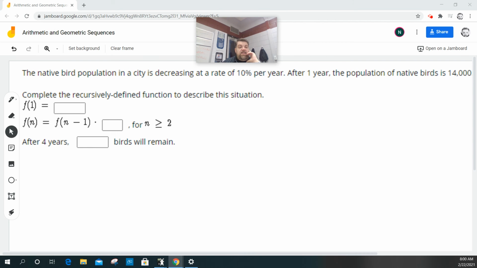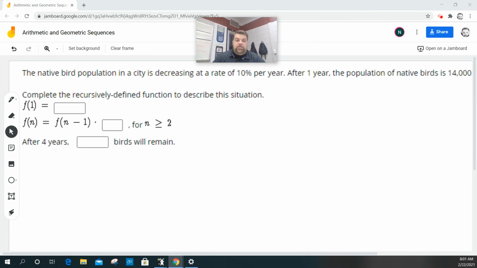Right, so this one says a native bird population in a city is decreasing at a rate of 10% per year. After 1 year, the population of native birds is 14,000. All right, so now we're asked to write this in recursive notation.